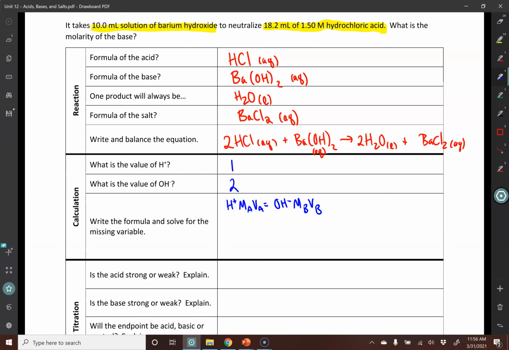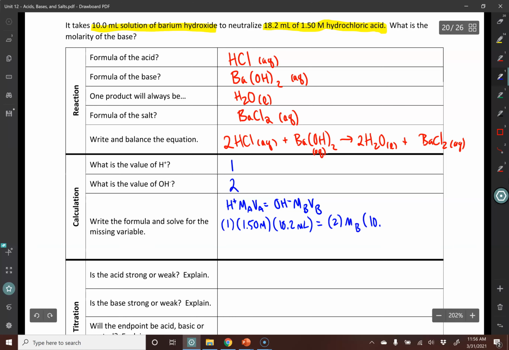All right, so we can start plugging in what we know and we can solve. I've got 1 for the value of H+. You can ignore it if you want to, since it's not going to change our math. The molarity of the acid is 1.5 molar. The volume of the acid is 18.2 milliliters. Hydroxide has a value of 2. The molarity of the base is what you're trying to figure out. And the volume of the base is 10 milliliters.